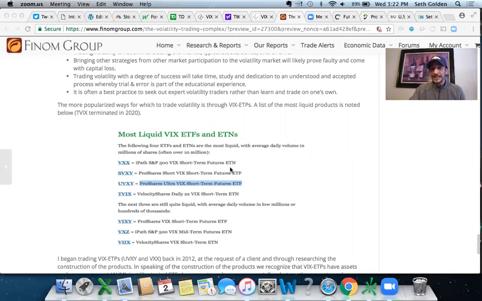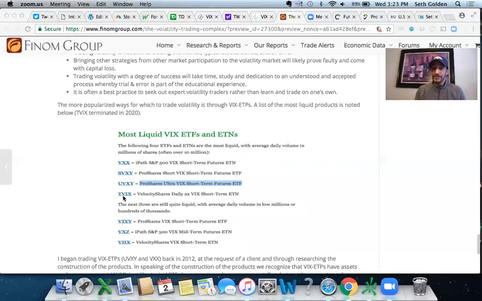VXX is an ETN, an exchange traded note. It comes with credit risk. It's a little bit different than UVXY, which is an ETF, or SVXY, which is also an ETF. TVIX is no longer with us, kind of like XIV back in 2018, because of the credit risk involved in that one, because of the accelerated termination event. It's no longer around. Same thing with TVIX this year. It is no longer around. It terminated earlier this year.